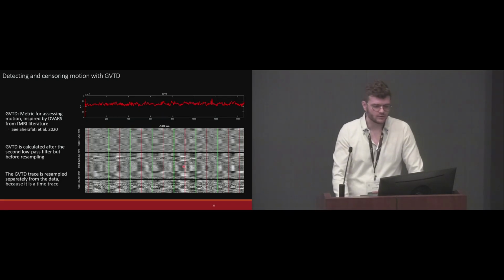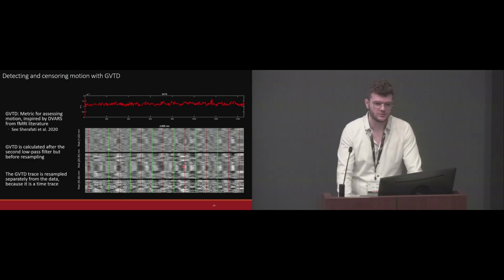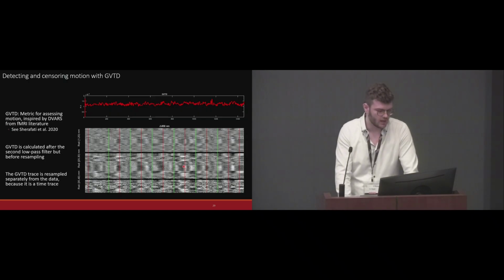Now I'm going to go over GVTD, which is our motion metric. GVTD, for those of you who are familiar with fMRI literature, is a metric inspired by DVARS. If you're interested more in how GVTD is calculated, I'm not going to go over the math today. I highly recommend you check out Sharifati's paper from 2020, where she did an extensive set of analyses comparing common motion correction methods with GVTD in fNIRS and DOT data.